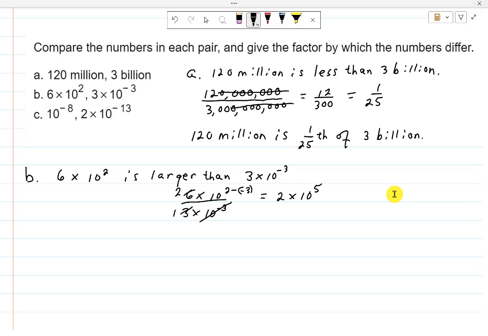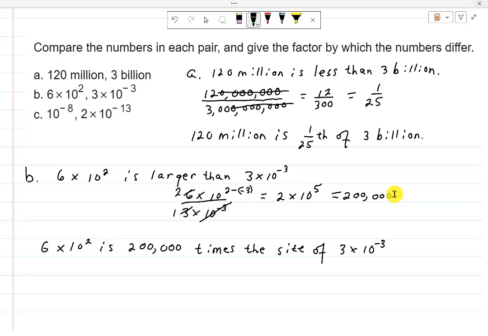Now 2 times 10 to the 5th is 200,000. So we could say 6 times 10 to the second is 200,000 times the size of 3 times 10 to the negative 3.